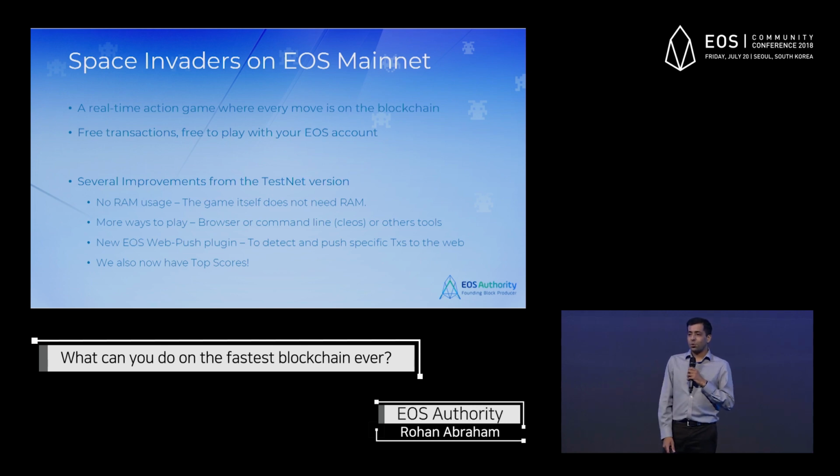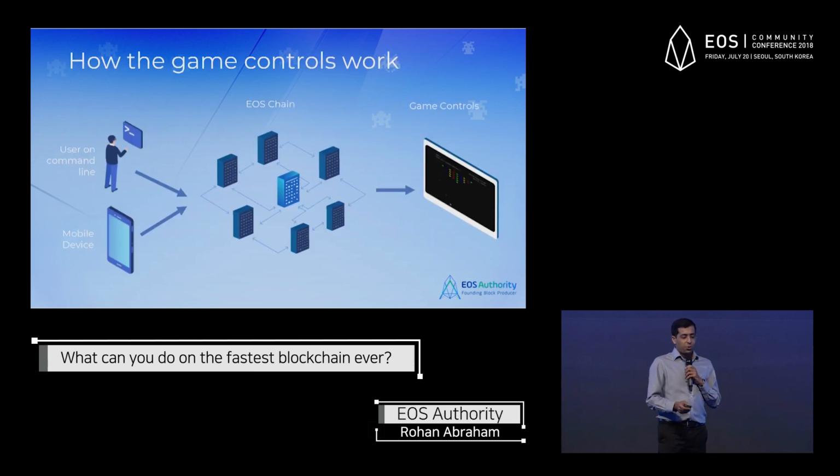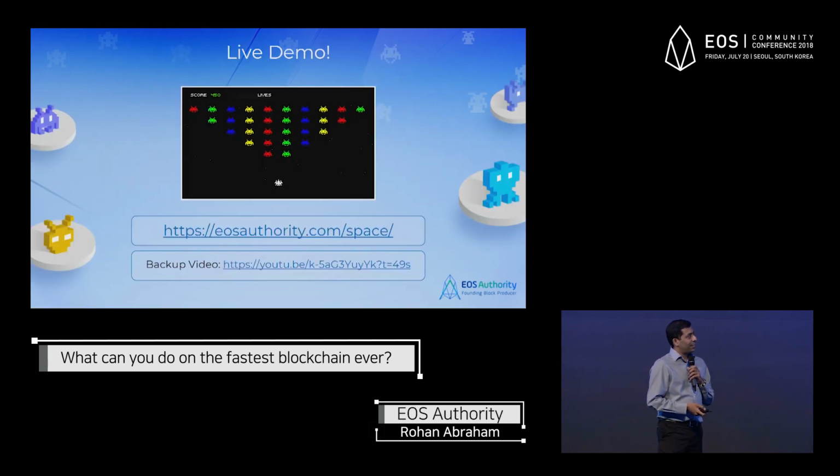We also now have top scores, so you can play against each other and see how you stand among all the other EOS accounts. Before I go into the demo, this is how the game will work. You can play on the command line, on Scatter and all of that, and then your moves go onto the EOS chain. A block producer somewhere in the world would include your transaction into the EOS blockchain, and then it gets pushed out to the actual game. So let's switch over to the demo and cross our fingers.